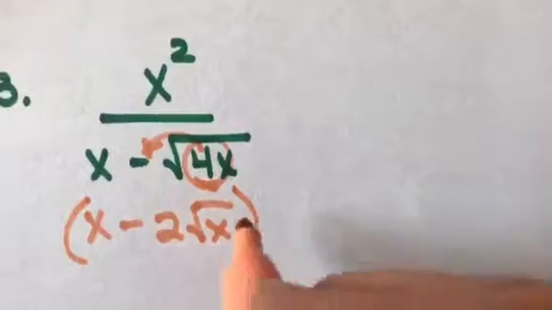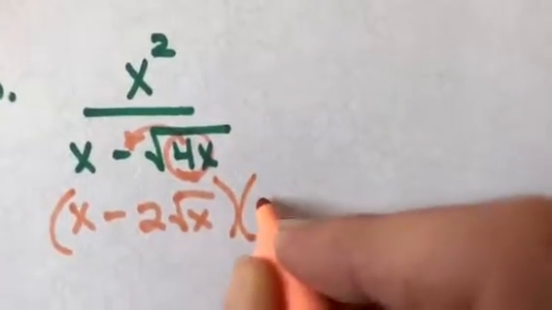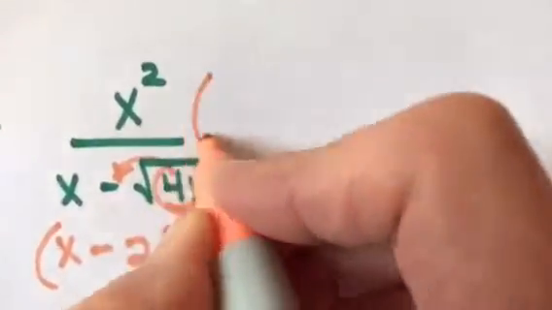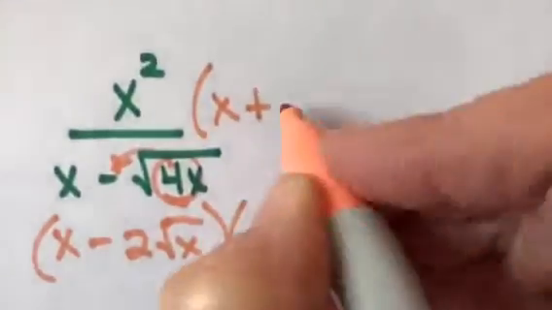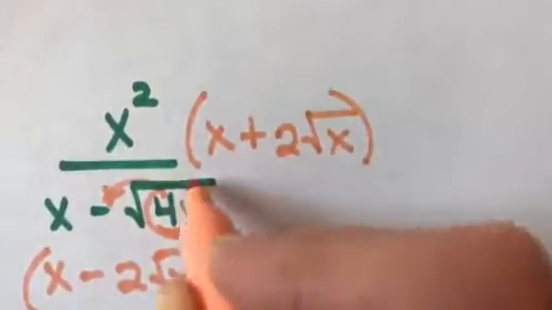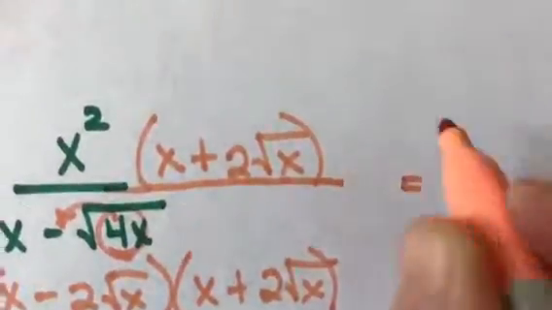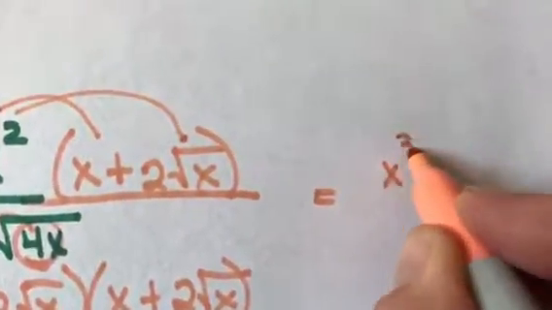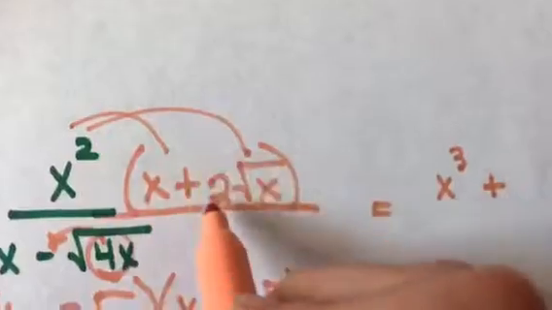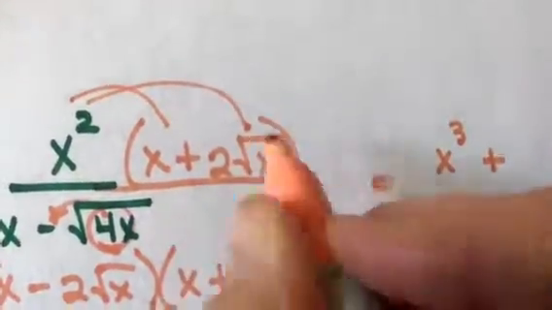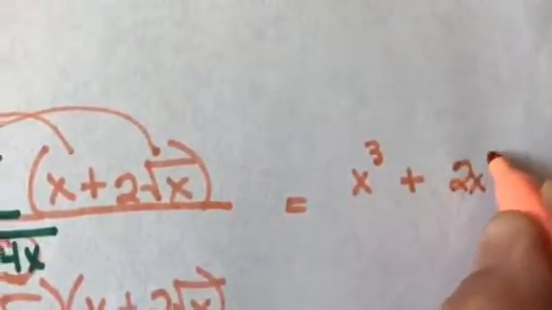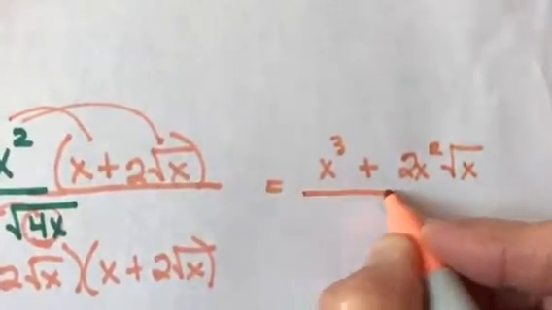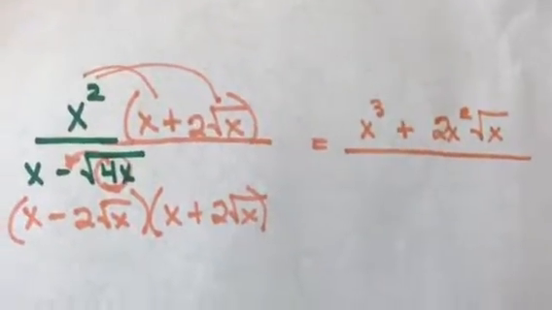So then, when I multiply that times the conjugate, it's going to be x plus 2 square roots of x. When I do to the bottom, I have to do to the top, x plus 2 square roots of x. Okay, so I've got that. We're going to distribute this in. x squared times x is x to the third. x squared times 2 times the square root of x, I know, this is ugly, is 2x squared, square root of x. All over.